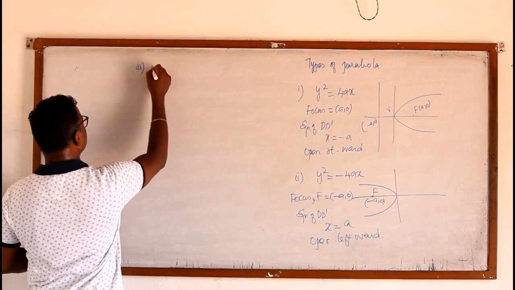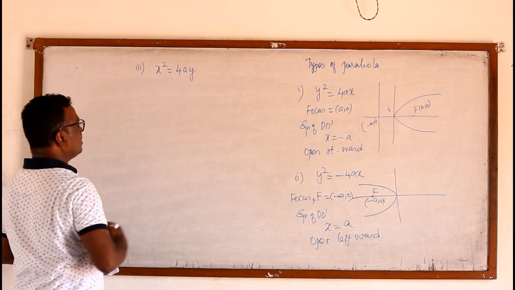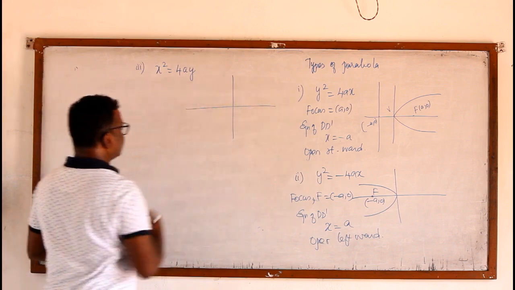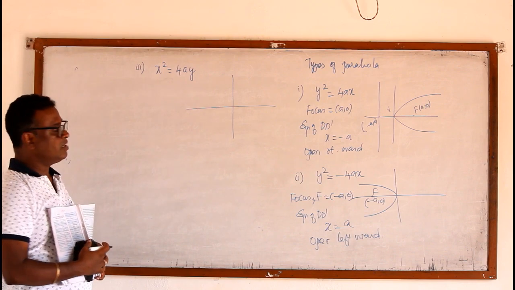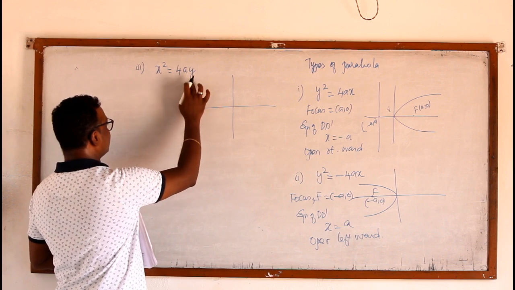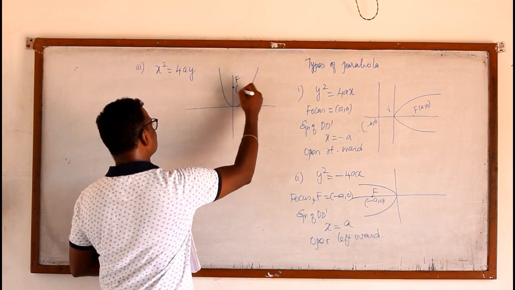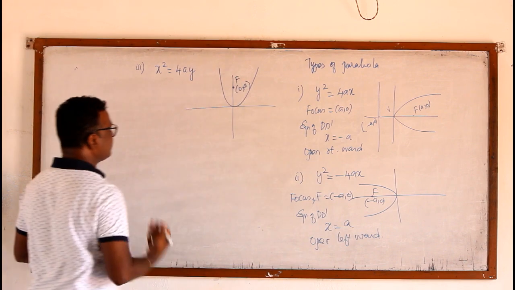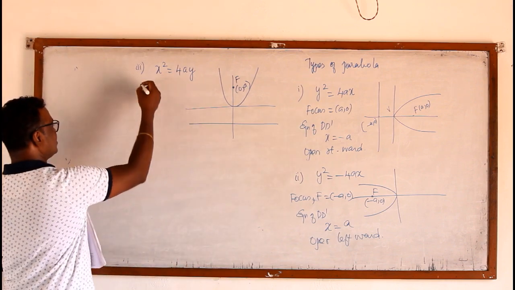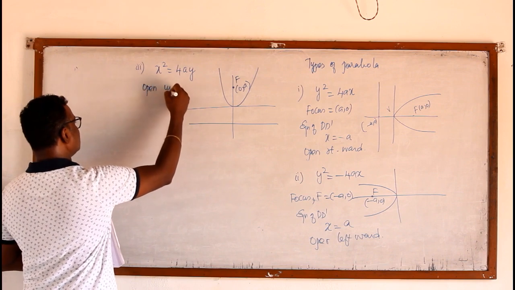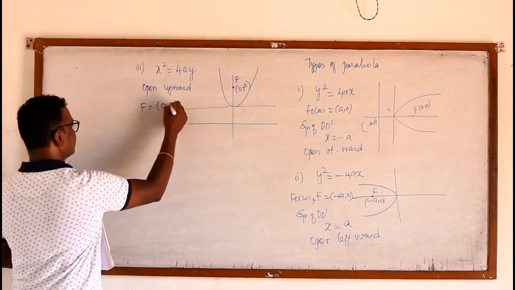Now, the third type is x square equal to 4ay. Try to understand: x square means the curve will be symmetric about the y axis. Here y is positive, so the curve will be of this form, and the focus will be lying here, the point 0, a, because it is a point on the y axis. The directrix will be exactly opposite. So the curve is open upward, and the focus will be 0, a.